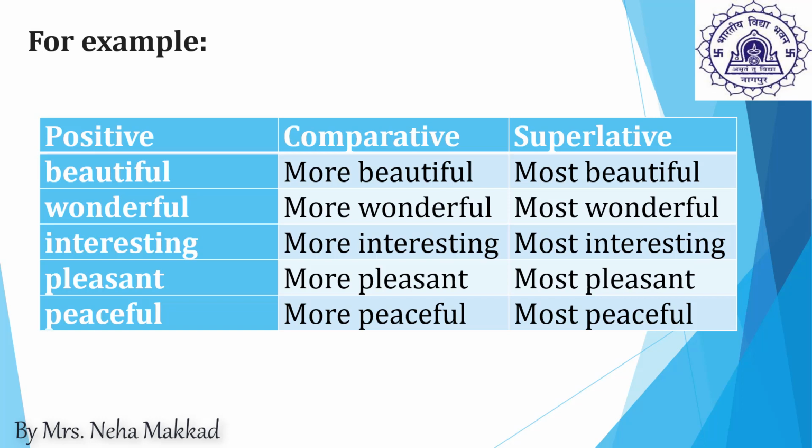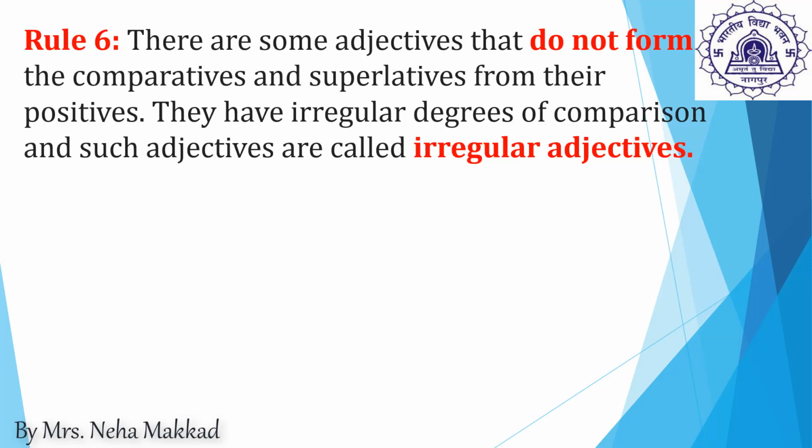So children, here we don't have to make the mistake by adding a double L and ER and EST to it. It's totally completely wrong English. So we will not add something towards the end of the adjective. We will instead add more in the comparative degree and most in the superlative degree. So these exceptions of adjectives we have to always remember when we are changing the degrees of comparison.